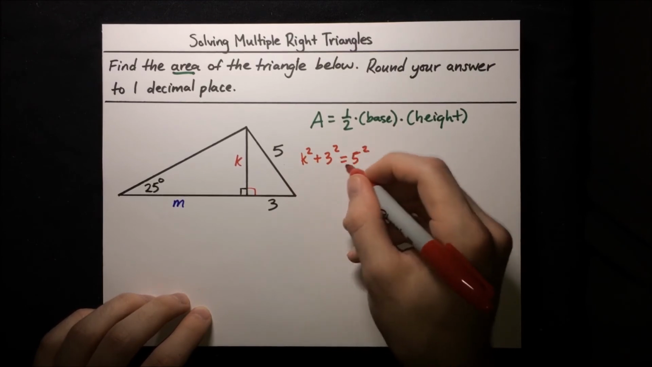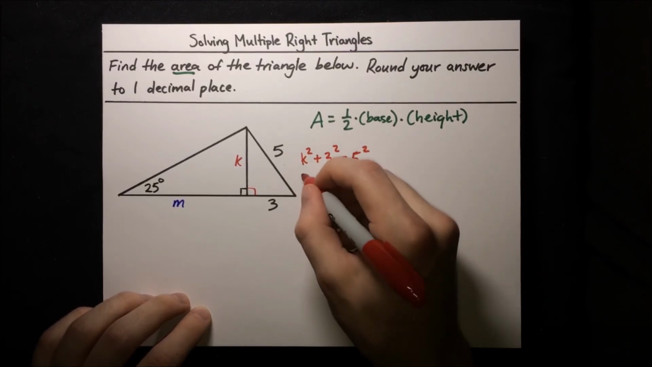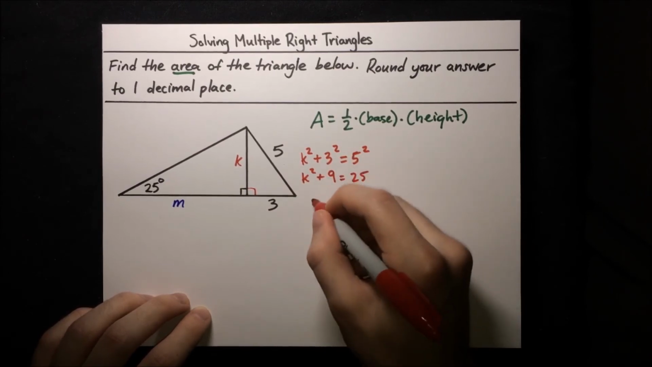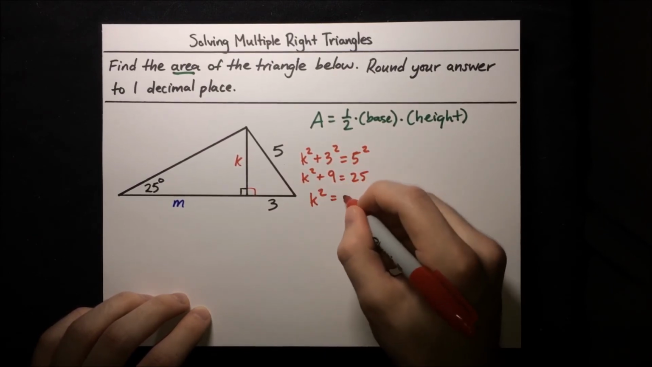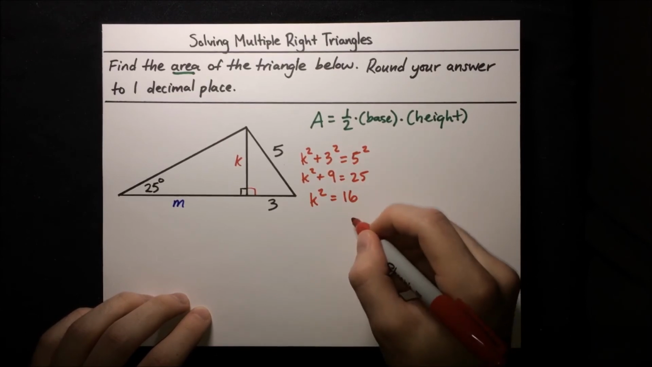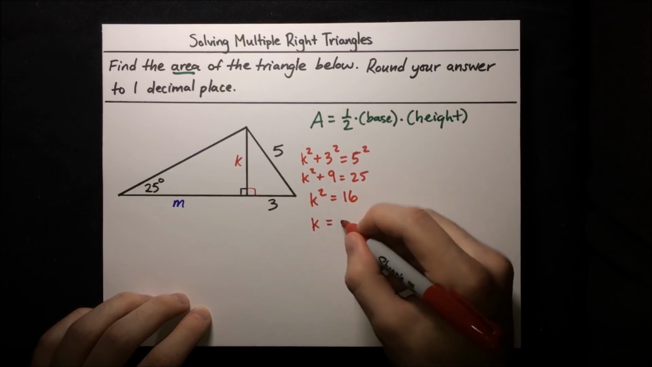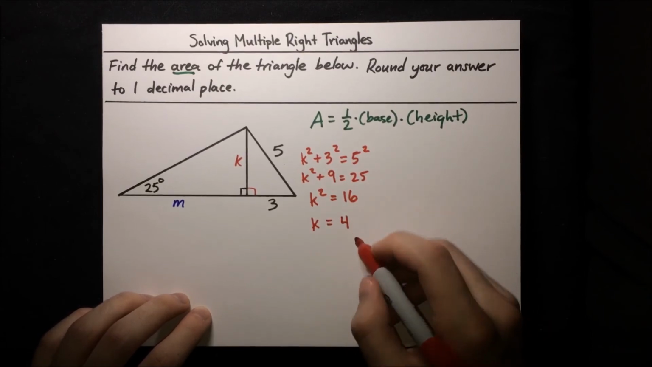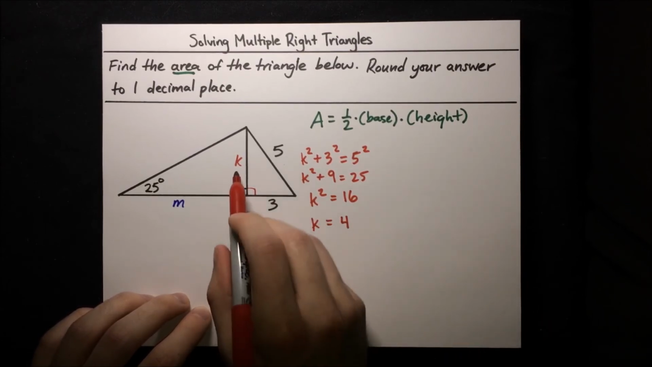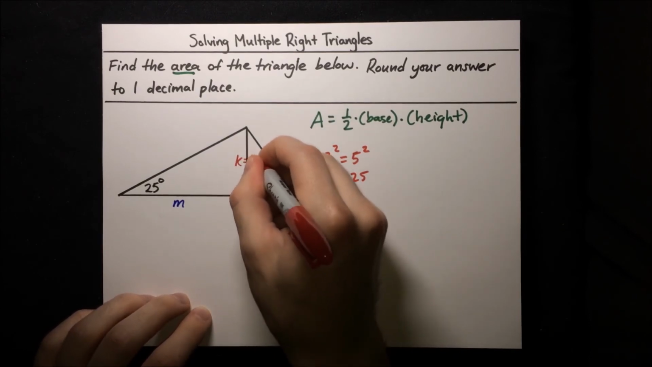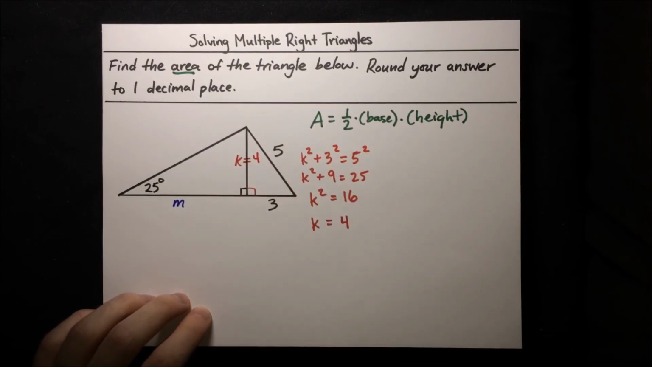Leg squared plus leg squared equals hypotenuse squared. So k squared plus 9 equals 25, so k squared is equal to 16, and then taking the square root of both sides, k is just equal to 4. And we just care about the positive square root here because k is a physical quantity. Alright, so let's write that in on our diagram. k equals 4, and now it's time to solve for m.